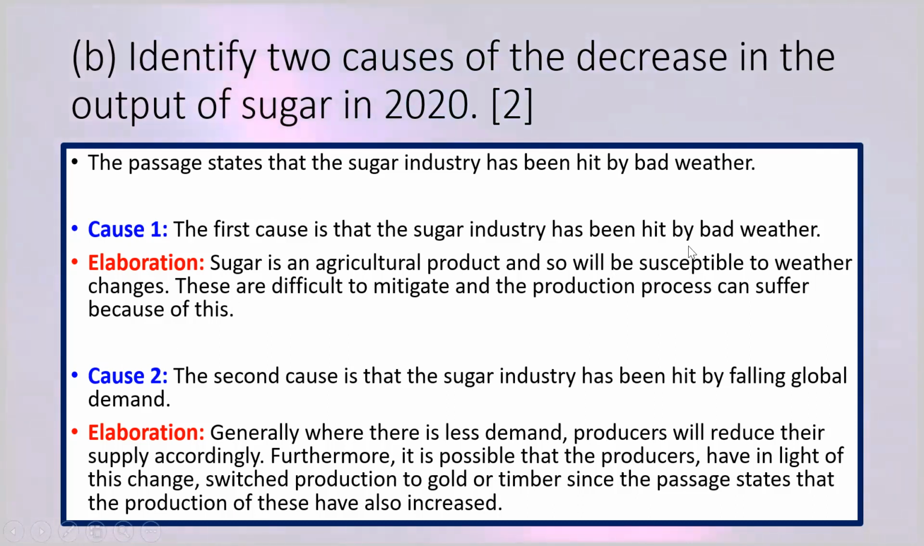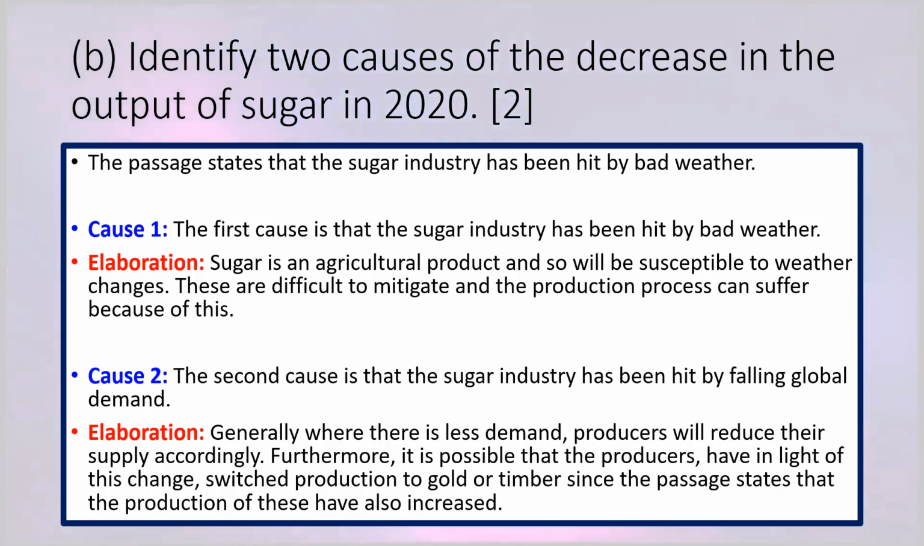The first cause is that sugar industry has been hit by bad weather, and then I explain sugar is an agricultural product and so will be susceptible to weather changes. These are difficult to mitigate. The production process can suffer because of this. Do I need to go into a lot of detail? No. Okay, because I'm just merely justifying to the examiner. Okay, you want to go into more detail, by all means, up to you. But what we're trying to do here is we're just trying to safeguard our answers. That's all we're trying to do.